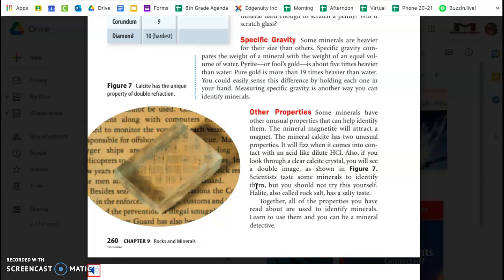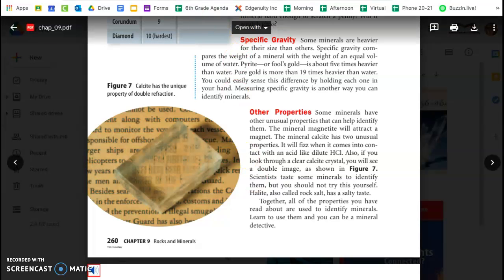Or if you've ever had one of those Himalayan rock salt lamps, that's just a piece of halite. So you probably don't want to taste it, but you could because it's salt. So there are lots of minerals that have some really unique properties, and if your mineral has one of those, it's easy to identify it.